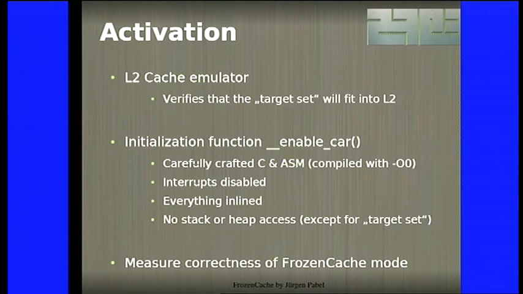Just because you have a cache that's 2 megabyte doesn't mean that you could really effectively put 2 megabyte of data in it, because of associativity and other issues that might reduce the effective size that you can put into it. So therefore there's an emulator that verifies that you want to add some data to it, and it checks, okay, will this work or will this not work? And of course the level 2 cache emulator itself is also part of the data that needs to be put into the cache itself. So all this is implemented in the enable CAR function, which is cache as RAM, is what that is supposed to mean.